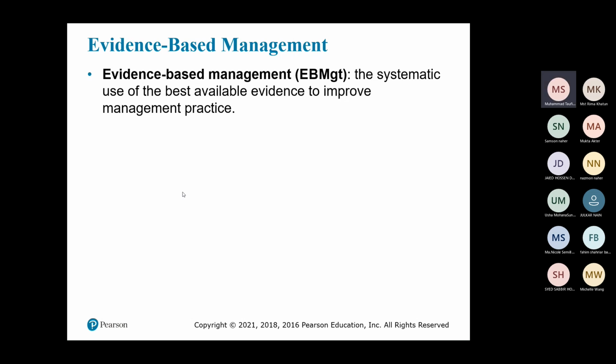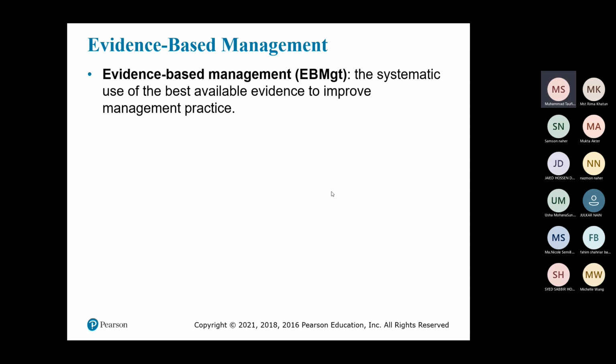And then we have what we call evidence based management. Evidence based management is the systematic use of best available evidence to improve management practice. So how to improve our management skill, or how to improve our decision making process. The researchers in the management subject came up with a system. They call it evidence based management.